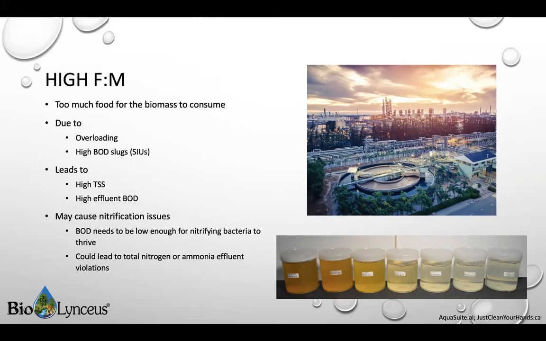Another example of overloading can occur in the form of high BOD slugs, especially from significant industrial users, also known as SIUs. Increased BOD can cause a number of problems. For one, BOD needs to be low enough for fragile nitrifiers to do their job, so increased BOD can lead to total nitrogen or ammonia effluent violations. Secondly, increased BOD can contribute to high TSS and high BOD effluent numbers, which can also lead to fines from state regulators.